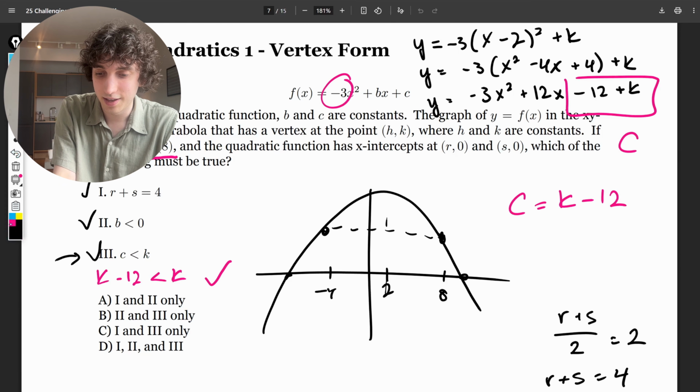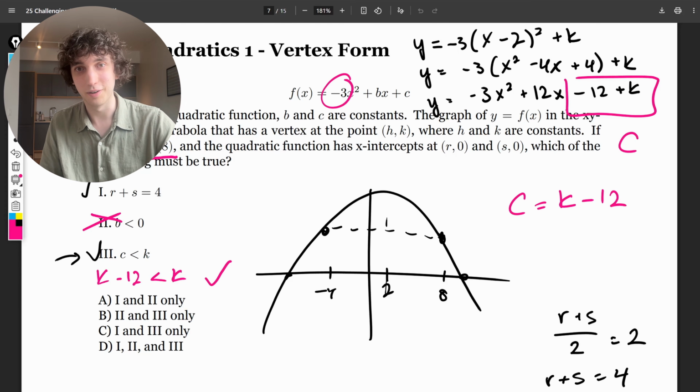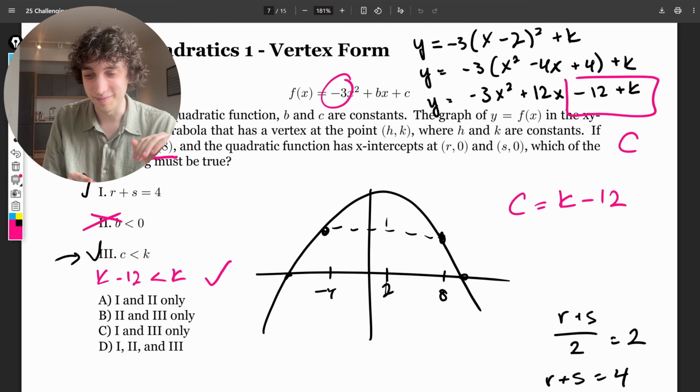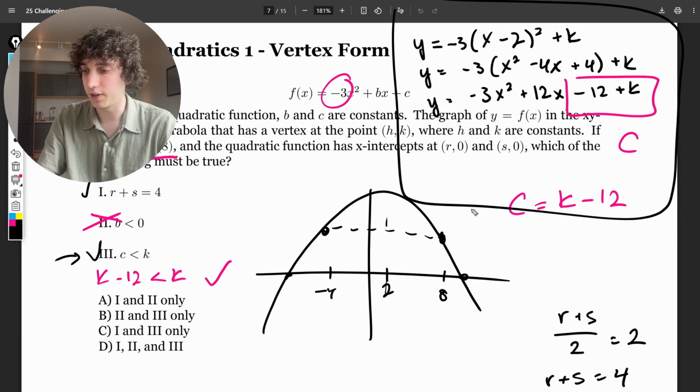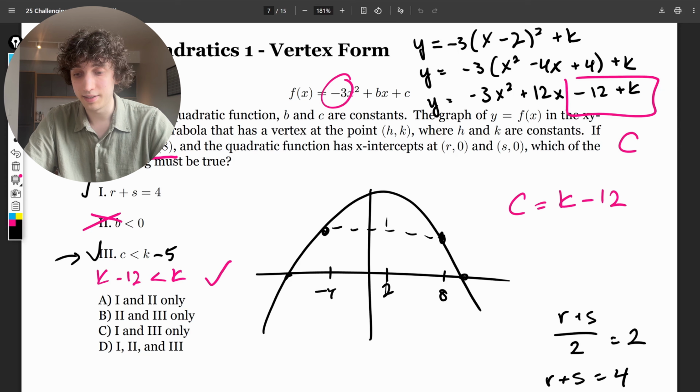And I'm just realizing that I put a check next to answer choice 2. That was a mistake. 2 is definitely wrong. B equals 12, which is not a negative number. Sorry about that. And so this is a very reliable way of getting the correct answer. Like if I put k minus 5 here, you would still be able to say, yeah, okay, c also has to be less than k minus 5.